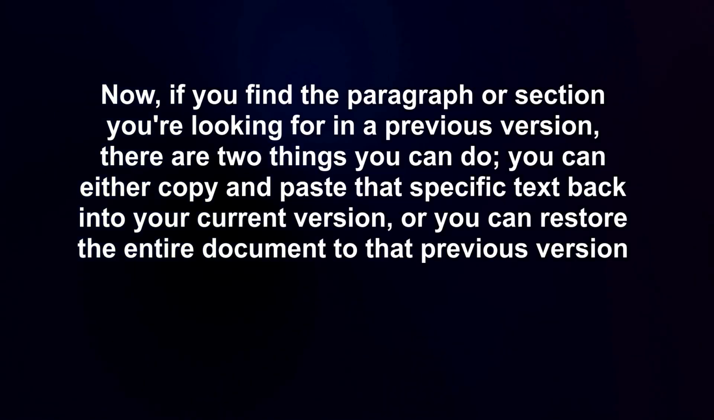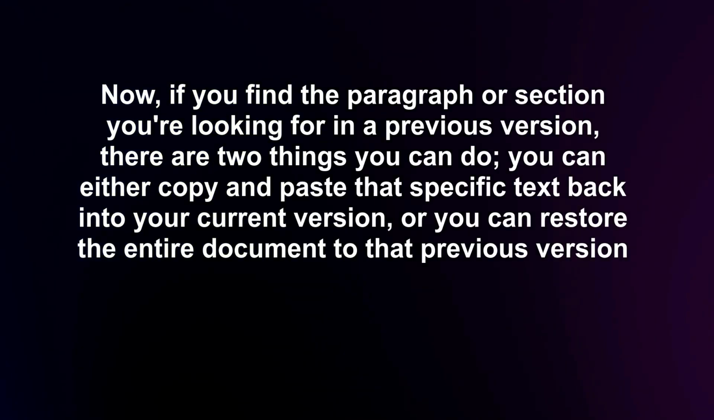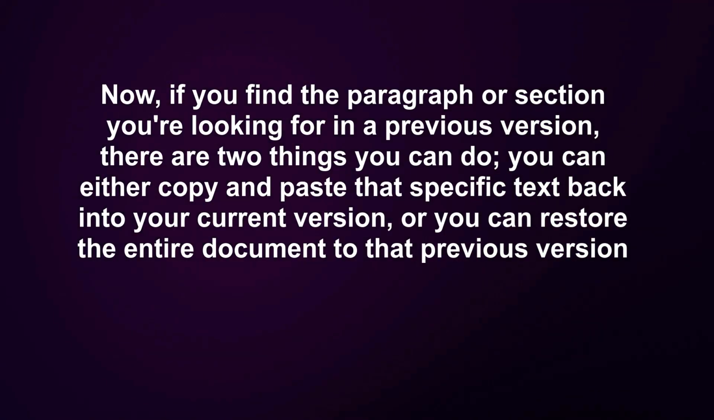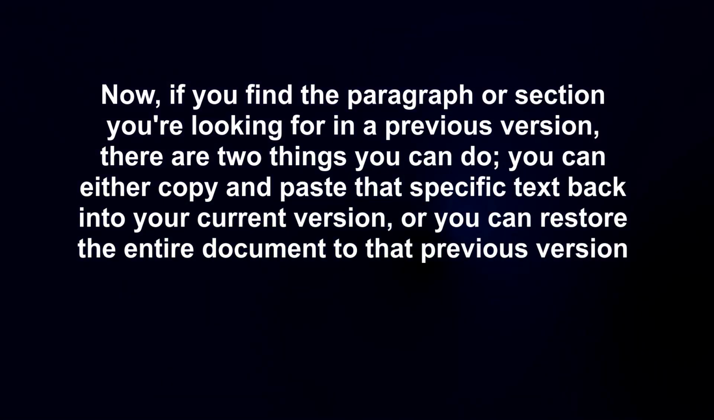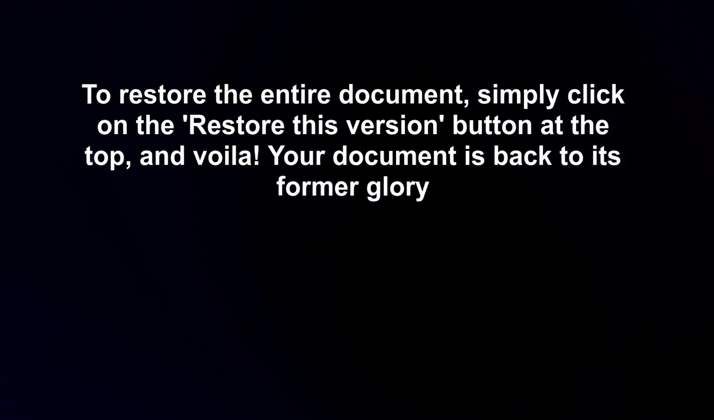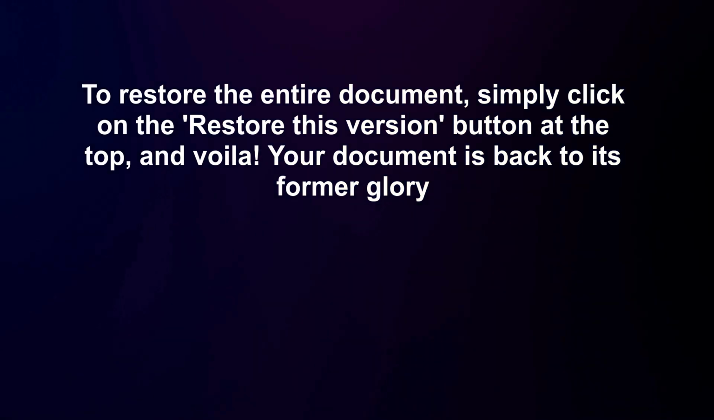Now, if you find the paragraph or section you're looking for in a previous version, there are two things you can do. You can either copy and paste that specific text back into your current version, or you can restore the entire document to that previous version. To restore the entire document, simply click on the Restore This Version button at the top, and voila, your document is back to its former glory.